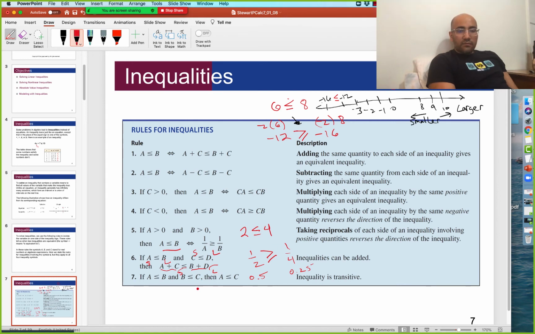Okay, if A is less than B and B is less than C, then A is less than C. Good. So this one is less than the B, and then it's very important in this case that this is the same value there.